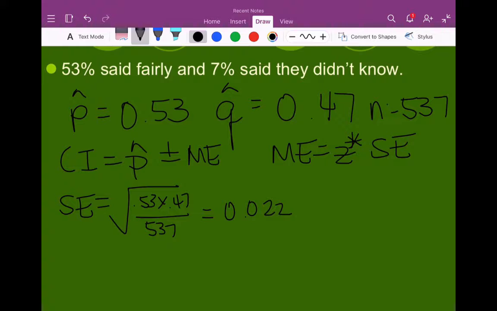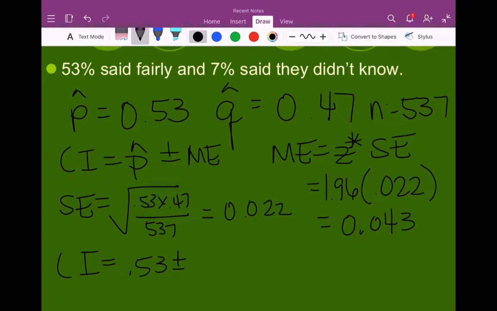They didn't tell us what our confidence level is, and when this happens, just go with 95%. That's just the easiest. So my critical value for 95% confidence is 1.96, times 0.022. So my margin of error ends up equaling 0.043. Now that I have my margin of error and I know my sample proportion, I can calculate my confidence interval. It is 0.53 plus or minus 0.043, which gives me a confidence interval of 0.487 to 0.573.